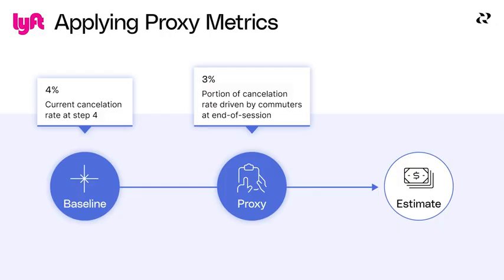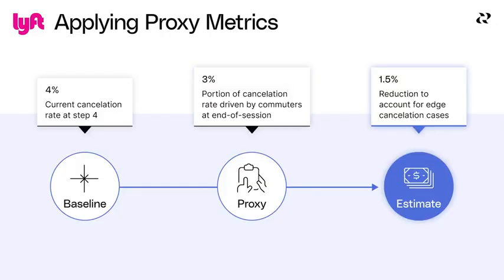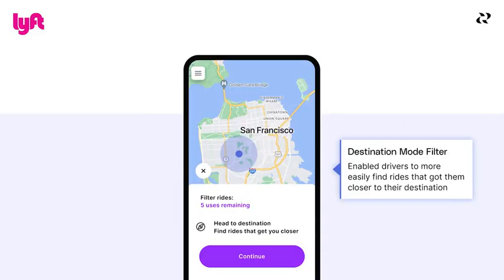The team used driver profile information and user interviews to determine that most of this additional 3% of cancellations came from commuting drivers at the end of their sessions. The team knew that 3% represented the upper bound of what they could impact, so they decided to reduce the proxy metric to account for edge cancellation cases that the new feature wouldn't address. By cutting the 3% in half, they estimated that the new destination filtering feature would be able to reduce cancellations, and therefore the drop-off rate at step 4 by 1.5%. That wraps up our Lyft example.